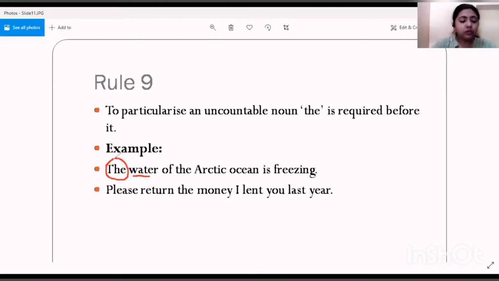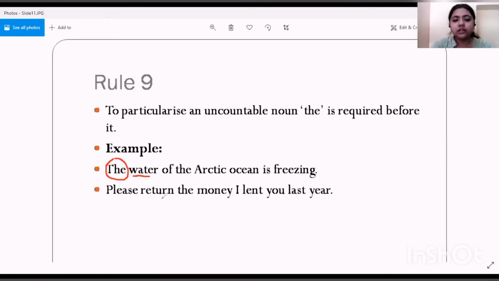All right, we do not use indefinite articles before an uncountable noun. We never say a water, right? So if we want to particularize an uncountable noun, then we can use only the article the over here, but we do not use any indefinite article before the uncountable noun. All right.